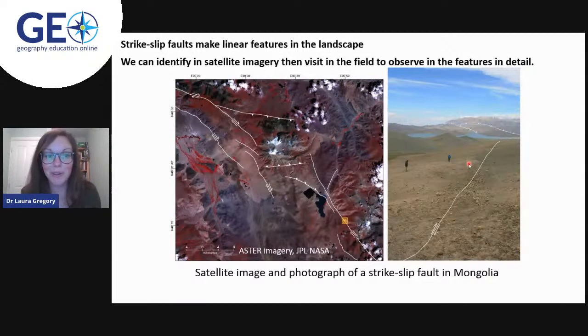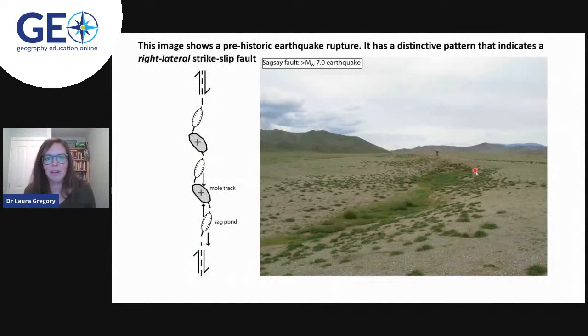And this is what we do. We look at Google Earth and we try and say, well, where are these faults? And can I go into the field and look at them? Here's just another example of one.